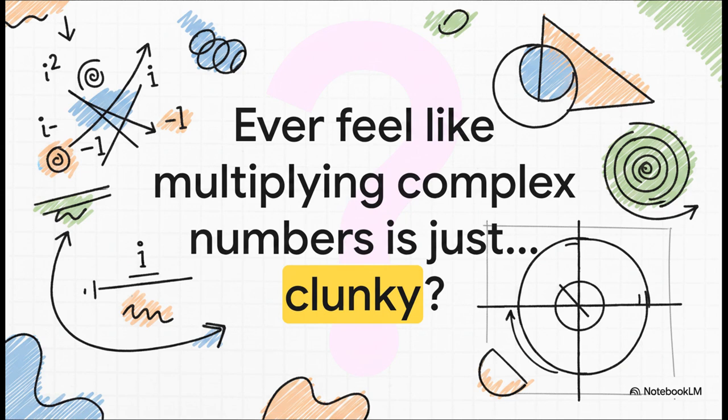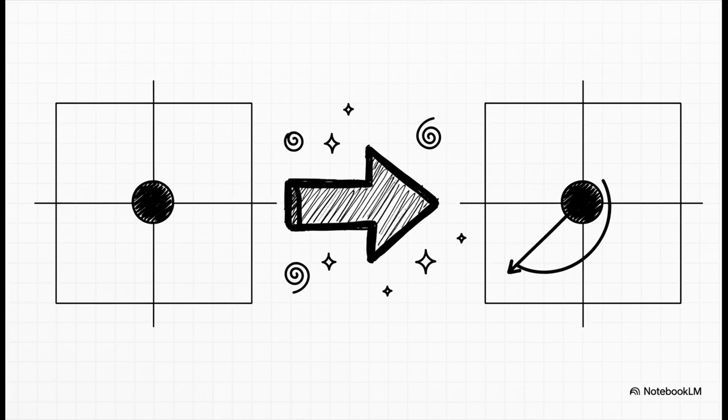If you've ever had to multiply complex numbers, you know the whole routine. You've got to use the FOIL method, combine all the like terms, remember that i squared is -1. I mean, it works, but it's a total slog. And don't even get me started on division. You have to find the conjugate. It's just not clean.